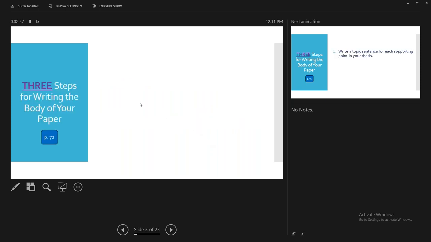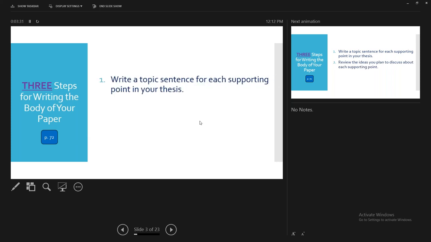Now, the first thing we're looking at are the steps for writing the body of your paper. And this is in your book, page 72, if you'd like to follow with me there. Okay. So what are the three steps? Step one is writing the topic sentence for each supporting point in your thesis. Remember, we emphasized this before, and I'm repeating this, that it's very important for any paragraph to have a topic sentence.